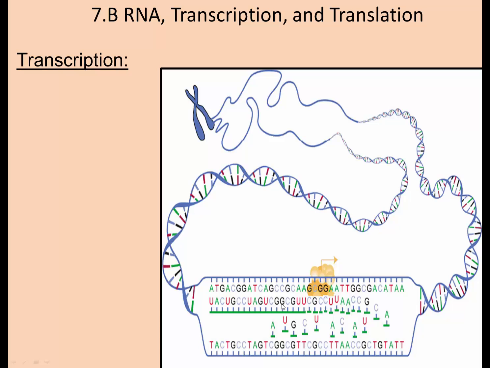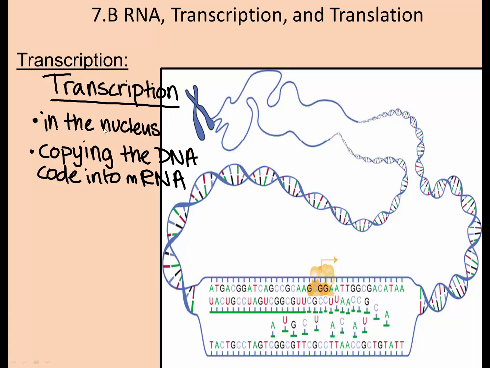So this is going to be the messenger RNA, and you can see that they're pulling in and trying to line up with the 3-5 band of that DNA. So transcription happens in the nucleus. This is where we copy the DNA and code for the messenger RNA.